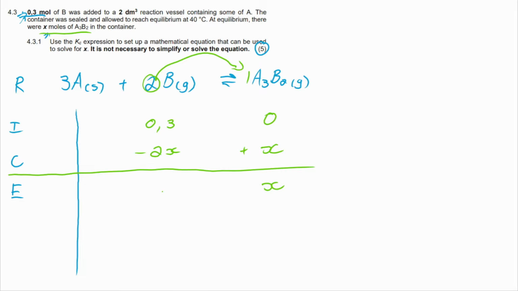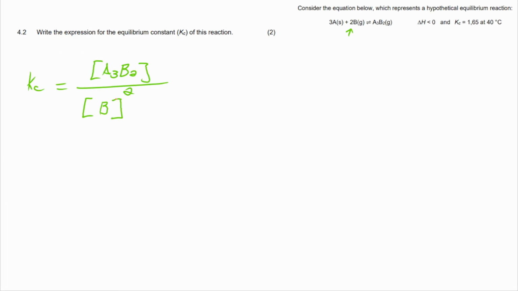What we do now is we just add this column. So we say 0.3 plus negative 2x. Because we're adding down here, that's the same as just saying minus 2x. That's why I like to put this line here. So E is the moles at equilibrium. But when we go into our equilibrium constant expression, we're going to need concentrations, right? That's why we have these square brackets.